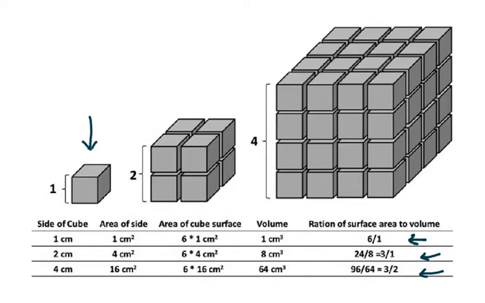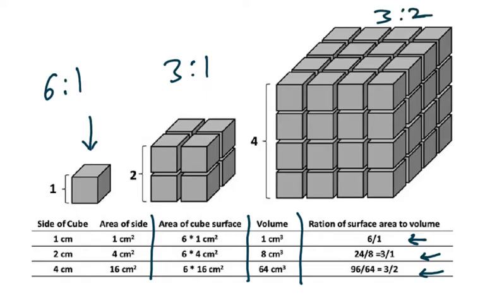So how do we calculate the area of the side, then the area of the cube surface, then the volume? Please pause the video here and have a look at this and see how we do these calculations. So the highest was here, 6:1. Then it's 3:1. Then it's 3:2. So the smallest has the largest surface area to volume ratio. How do we calculate this? Everybody must know how to calculate the surface area and the volume. Please pause it here and have a look at it again.